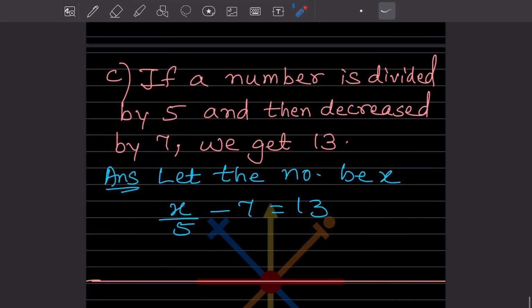Now the next problem says that if a number is divided by 5 and then decreased by 7, we get 13. So we don't know the number, so let the number be x. Now divided by 5 means x divided by 5. The number is divided by 5. And then decreased by 7. Decrease means you are going to subtract. So here minus 7 and we get 13.